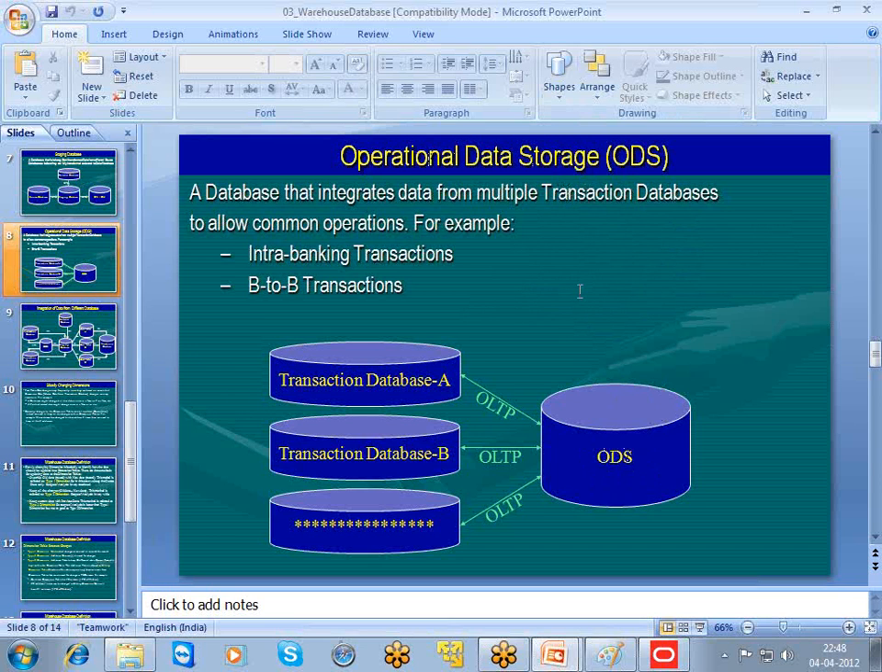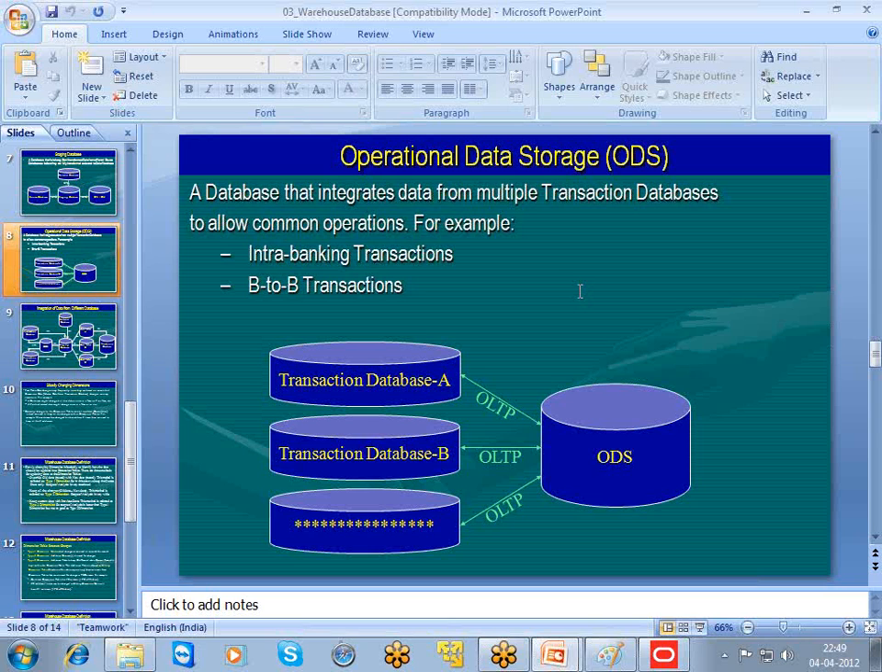Sometimes a transactional database is also called an operational data source, but that changes the meaning. We cannot call this a source, although this database might become a source for the warehouse.